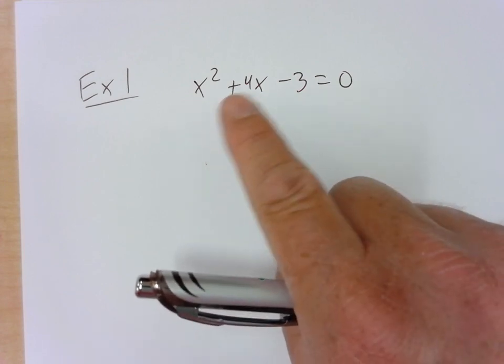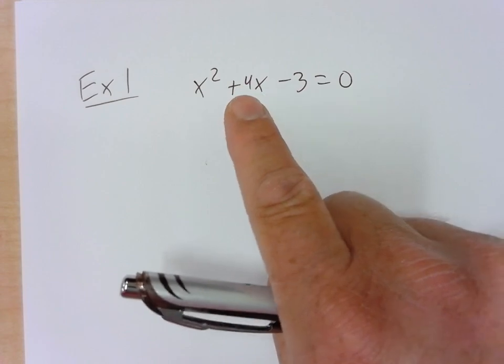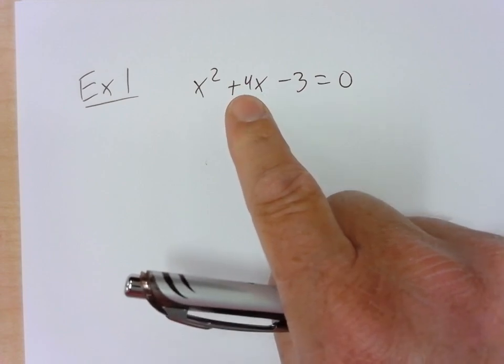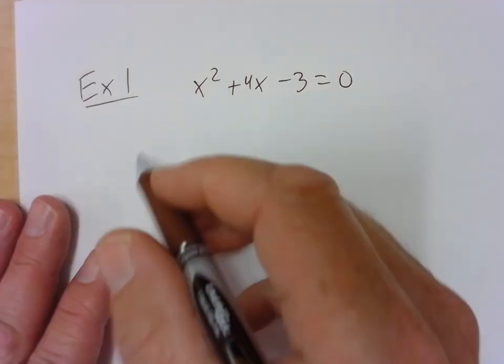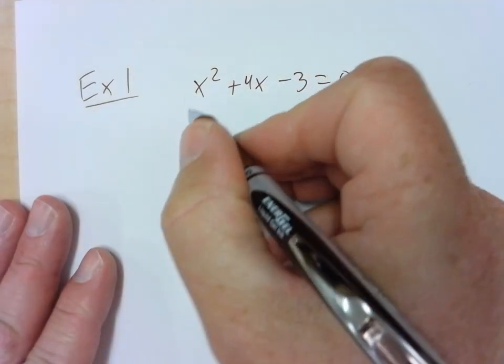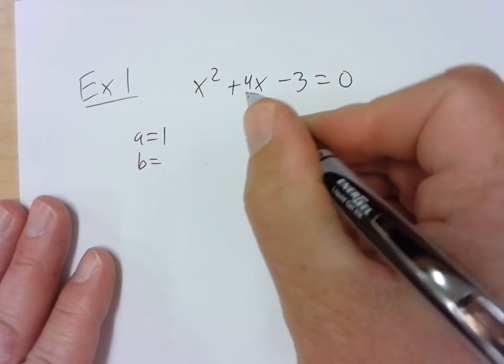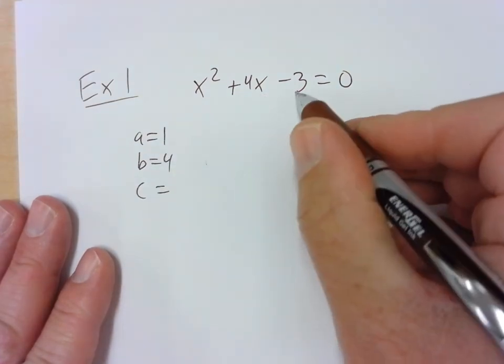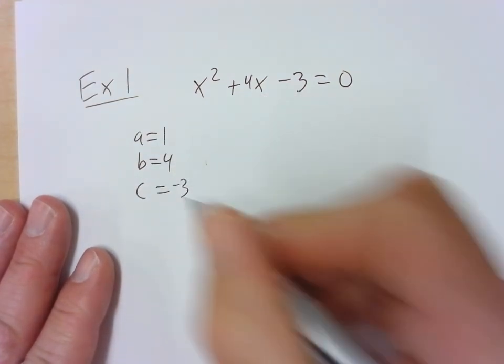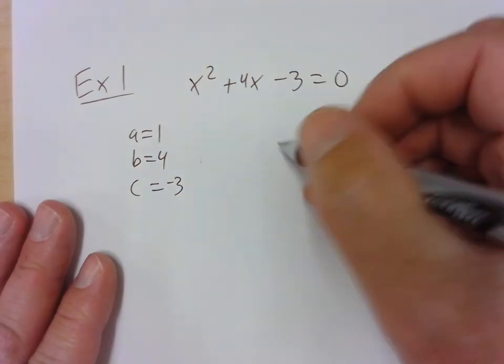I could complete the square. This would be a really nice one to complete the square, since that's an even number. But the quadratic formula is the lesson for today. So the first thing you do is you identify a, which is 1, b, which is 4, and c, take the negative with it, negative 3. Then we just plug these numbers into the formula.